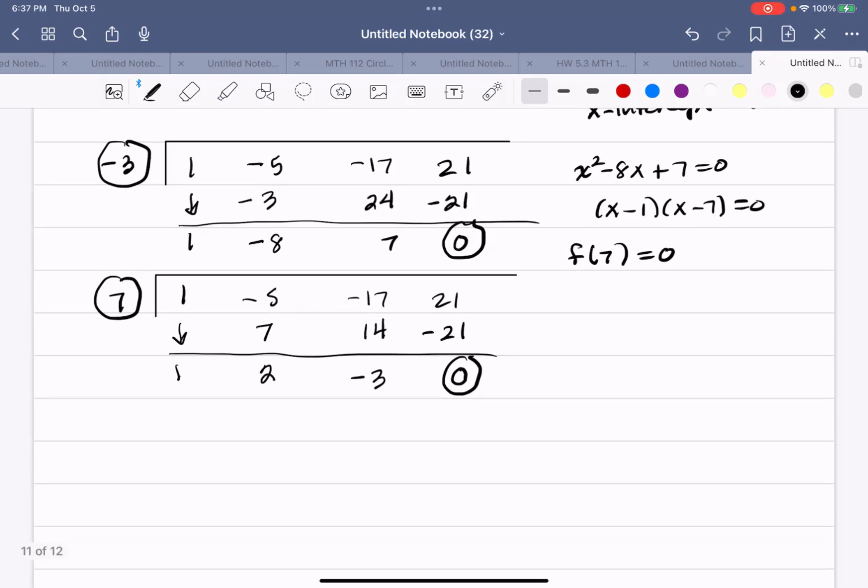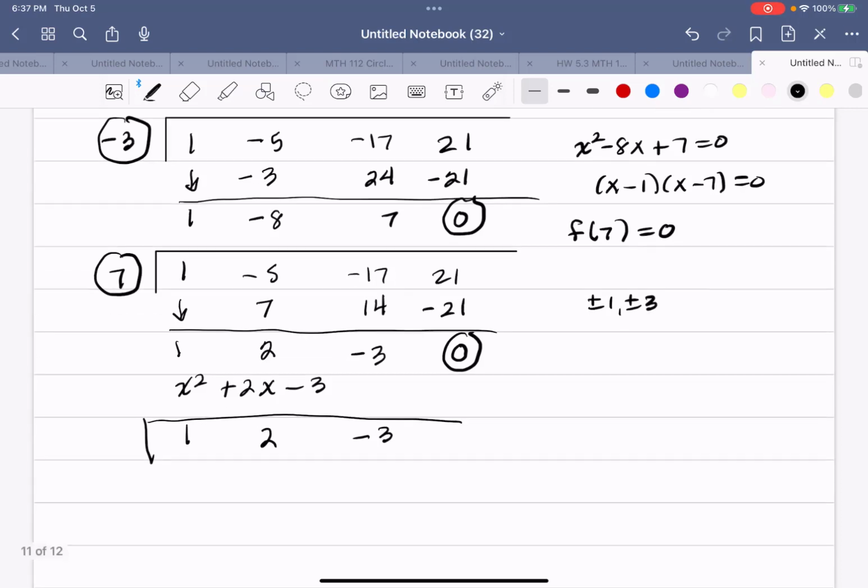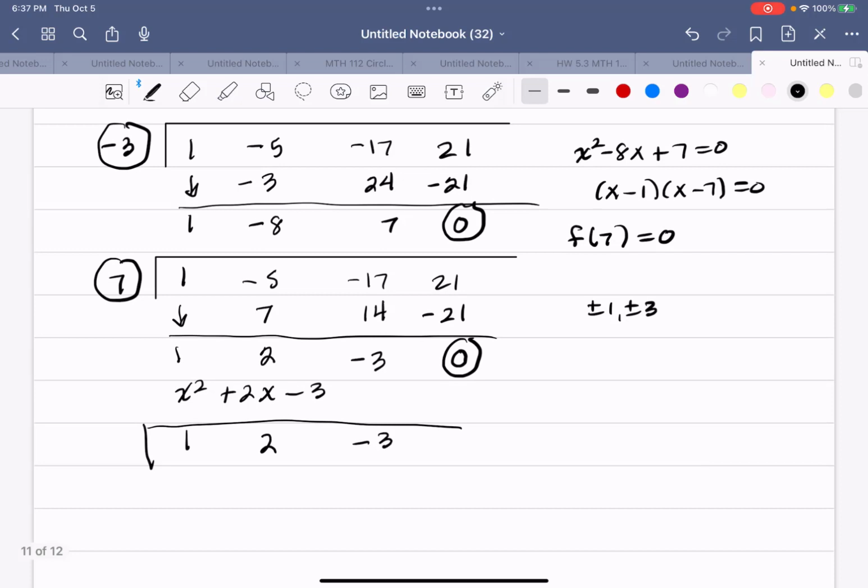So what I'm going to do for my last try is take this 1, 2, negative 3, knowing this is x squared plus 2x minus 3. Now this has fewer factors. The factors of 3, plus or minus 1, plus or minus 3. So I could try 3, but I've already tried 3. So I need to try 1 or negative 1. So I'll try 1 first.